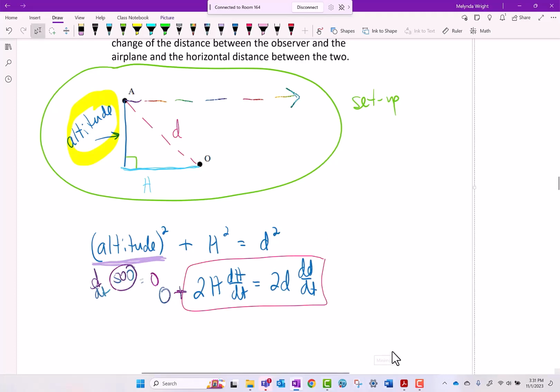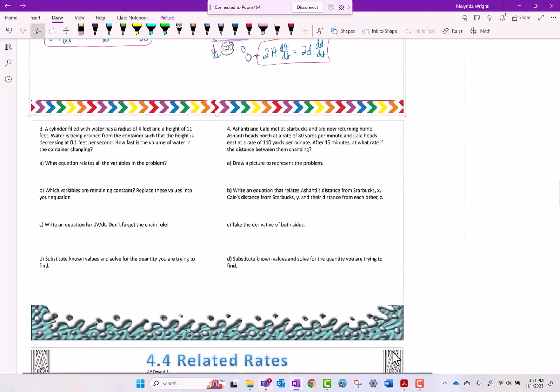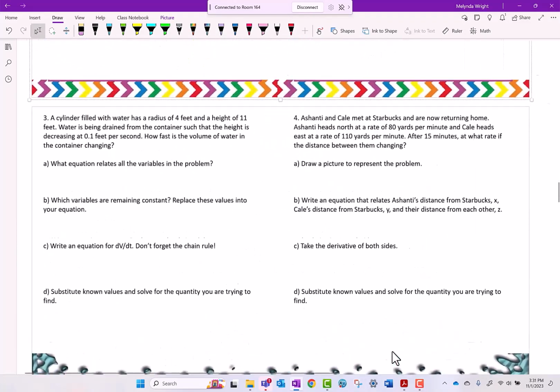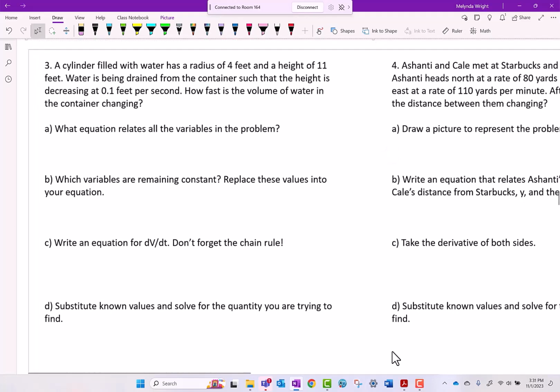So let's look at our next problems, which actually have numbers in them. So this is a bit of a step. Number 3 says, a cylinder filled with water has a radius of 4 feet and a height of 11 feet. Water is being drained from the container such that the height is decreasing at 0.1 feet per second. How fast is the volume of the water in the container changing?